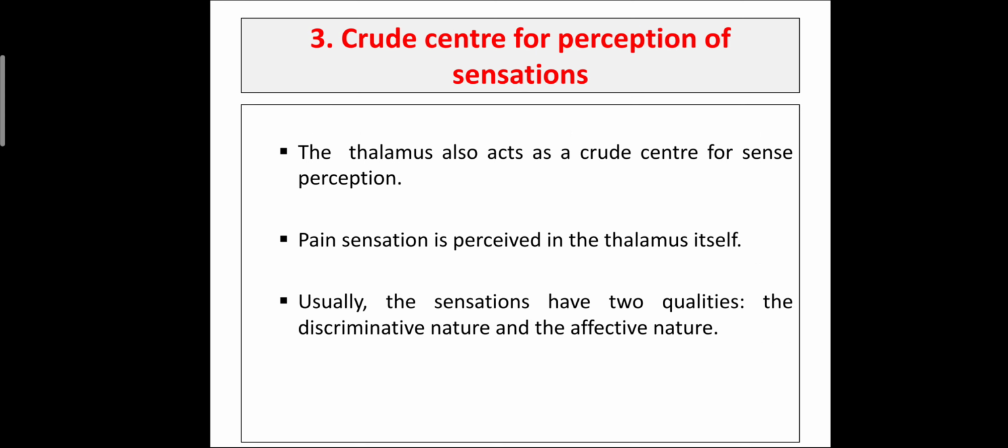Crude center for perception of sensation. Thalamus also acts as a crude center for sense perception. Pain sensation is perceived in the thalamus itself. Usually sensation has two types, discriminative nature and affective nature.